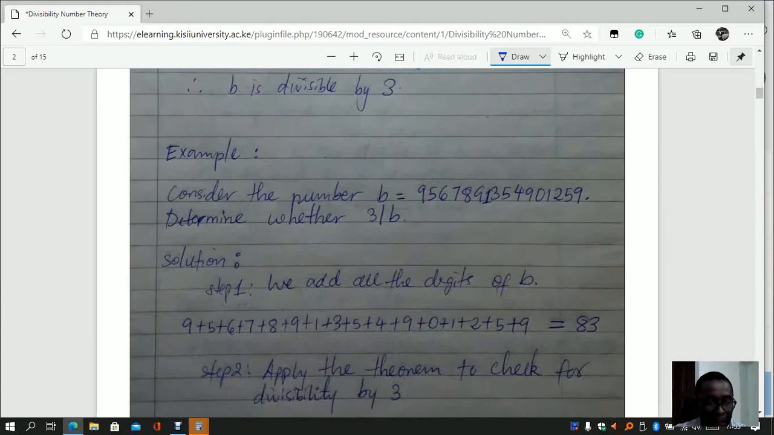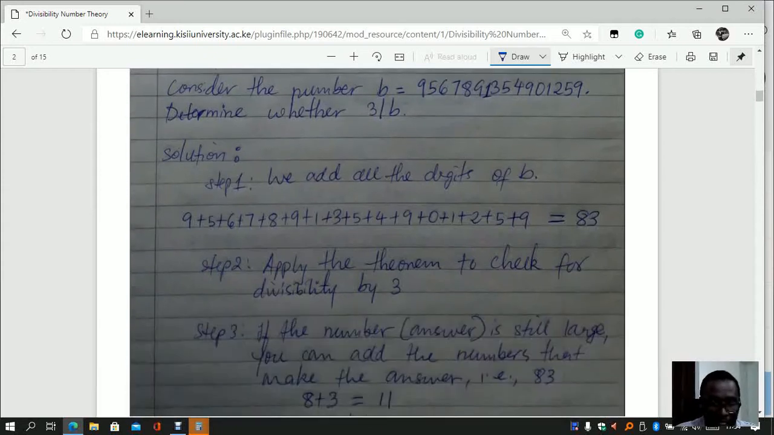Now we have a second example here. We want to consider whether this number is divisible by 3. It is the same principle. You add all the numbers. Are they going to be divisible by 3? If the resultant answer is divisible by 3, then the number is divisible by 3. See, this is what happens here.